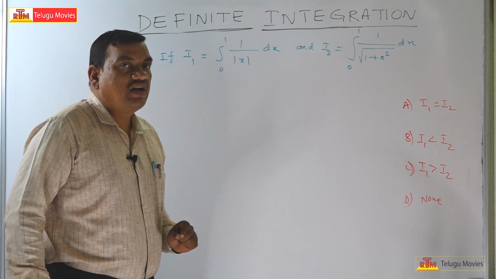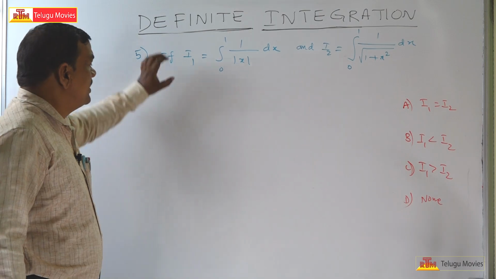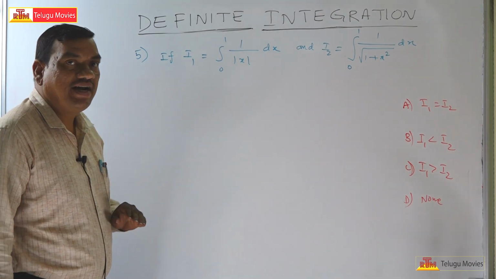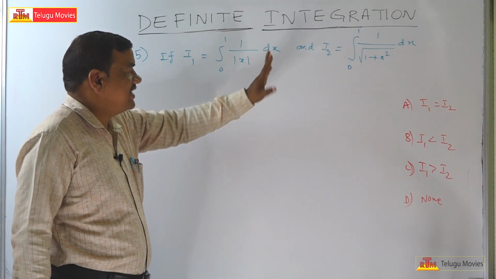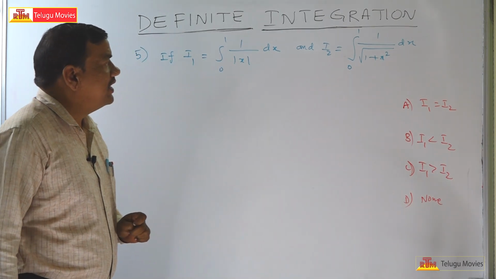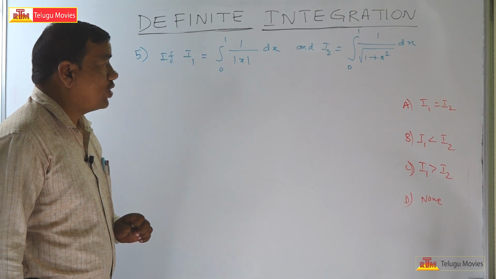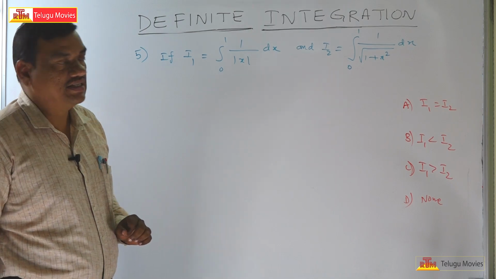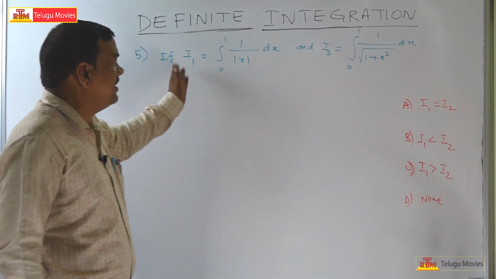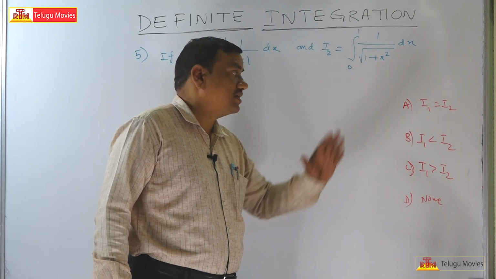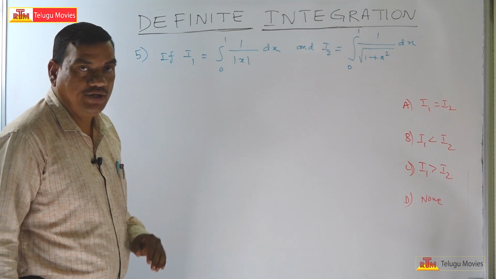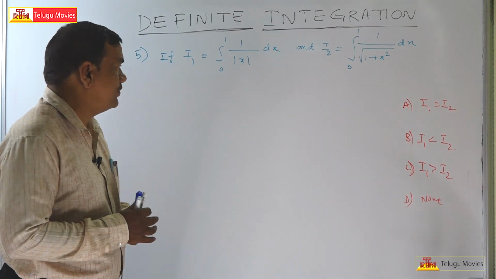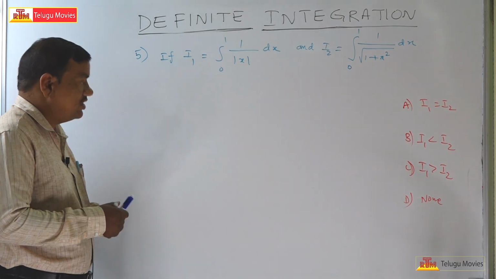So dear students, welcome to a very small problem. Here there are two integrals, I1 and I2. I1 is the integral from 0 to 1 of 1 upon mod x dx, and I2 is the integral from 0 to 1 of 1 by root of 1 plus x square dx. Then what is the relation between I1 and I2? That means I1 is equal to I2, or I1 less than I2, or I1 greater than I2. So what is the relation between I1 and I2? Then how to solve this type of problem?